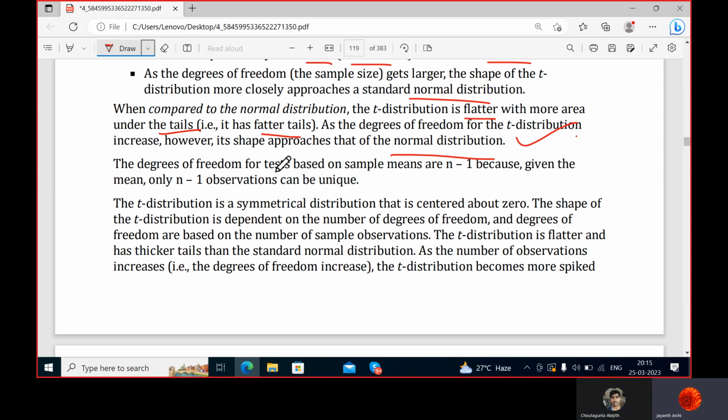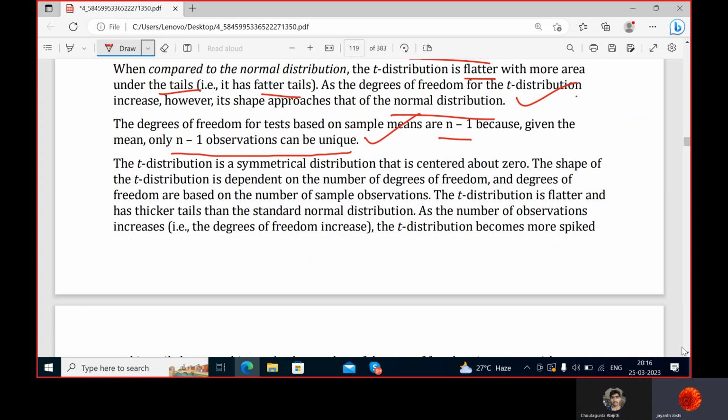So degrees of freedom for tests based on sample size are n minus 1, because given the mean, only n minus 1 observations can be unique. That means only n minus 1 is the available variability the data can have. The data can only have flexibility in that. The last one is always fixed.